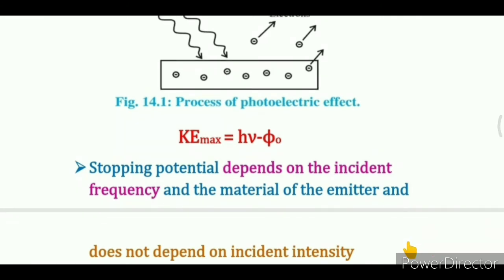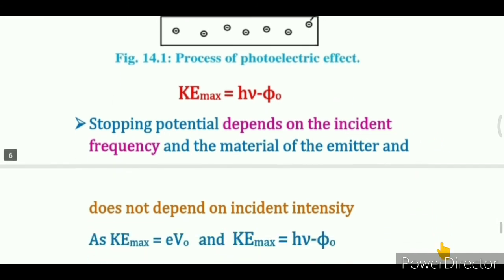Hence we can say that the stopping potential depends on the incident frequency and the material of the emitter plate, but it does not depend on the incident intensity. It is very clear from the equation that the maximum kinetic energy is equal to eV naught. So this eV naught must be equal to h nu minus phi 0, and hence the stopping potential V naught depends linearly on the frequency of the incident radiation.